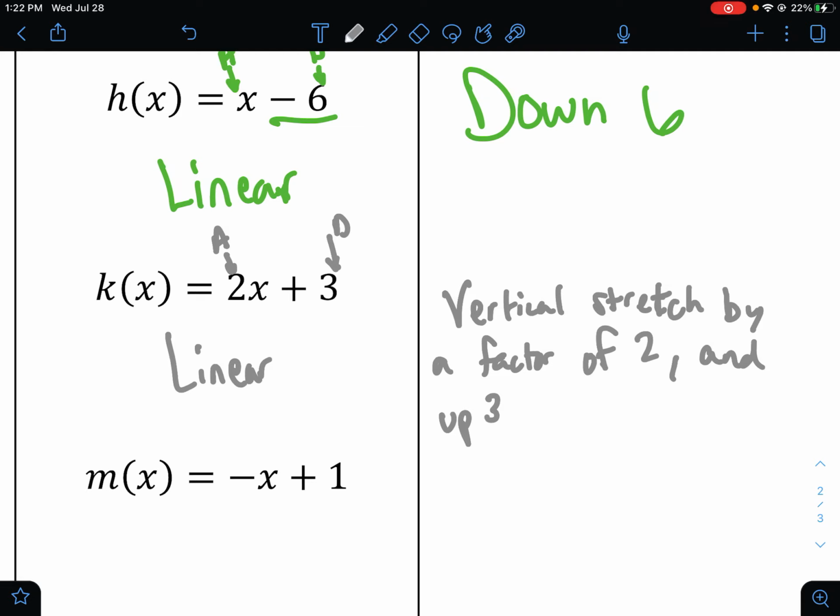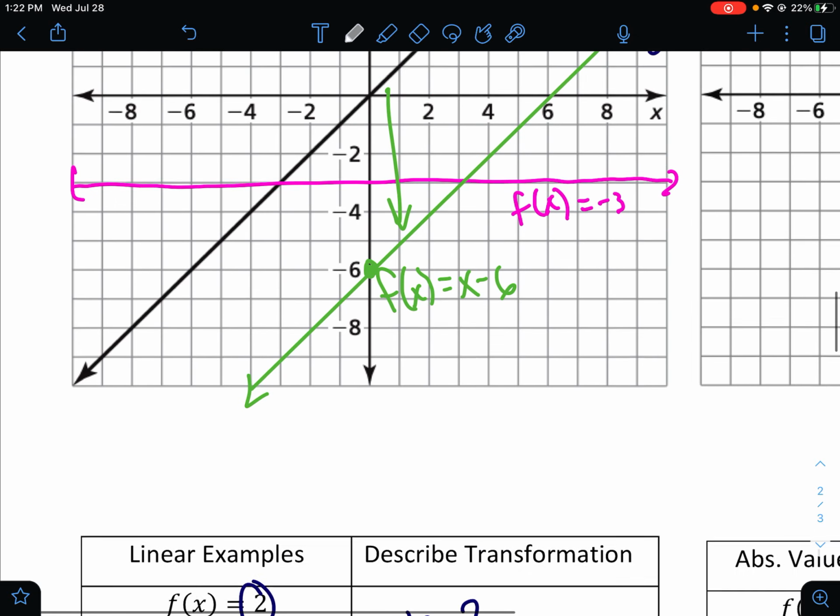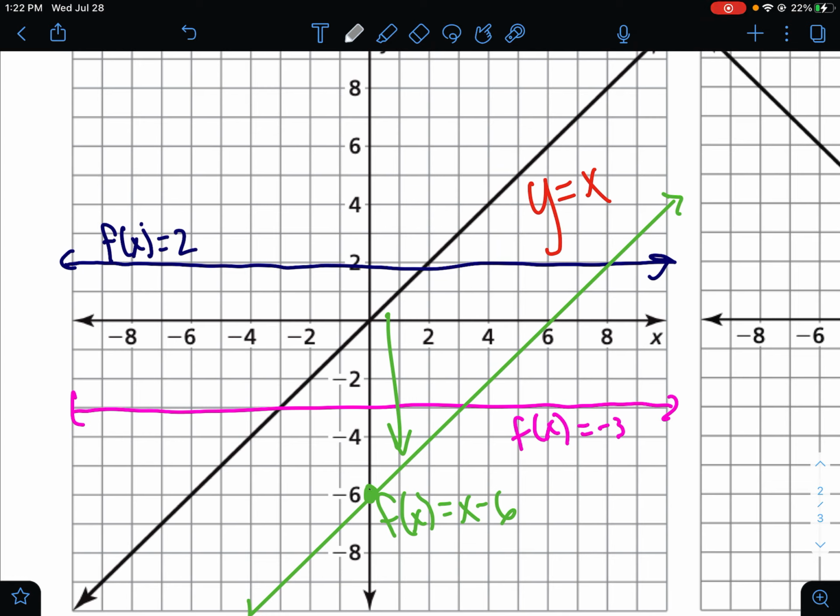Same thing with the green one there, h of x. You could say that that's a vertical shift down 6 or vertical shift of negative 6. However you want to word that is fine with me. And so we have it getting steeper by a factor of 2 and then shifting up 3. So going back to our basic line here, instead of going up 1 over 1, now it's going to go up 1 over 2. It's getting steeper, but then also shifting up 3 units. So 1, 2, 3. So now it's going to be right there and right there. So now we can go in both directions.